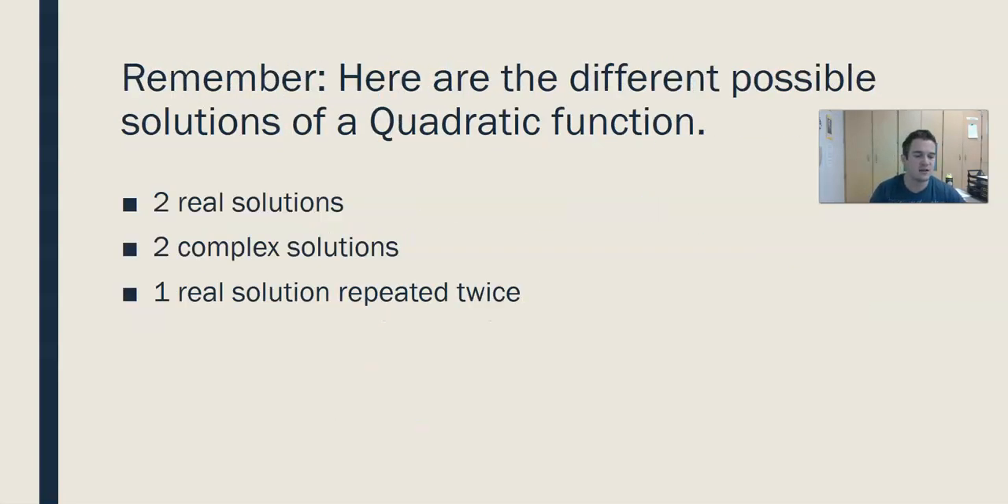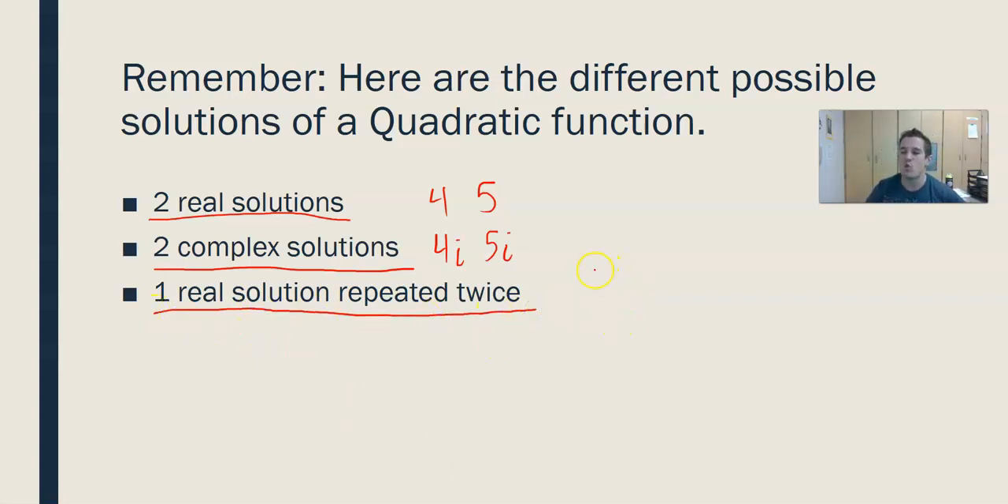So just as a reminder, here are the different possible solutions of a quadratic function. A quadratic can have either two real solutions, like 4 and 5, or two complex solutions, like 4i and 5i. We'll talk about how that happens in a little bit. Or it can have one real solution repeated twice. We did an example like this in the last video, where we had one real solution repeated twice. Those are the three possible types of solutions that a quadratic function can have.